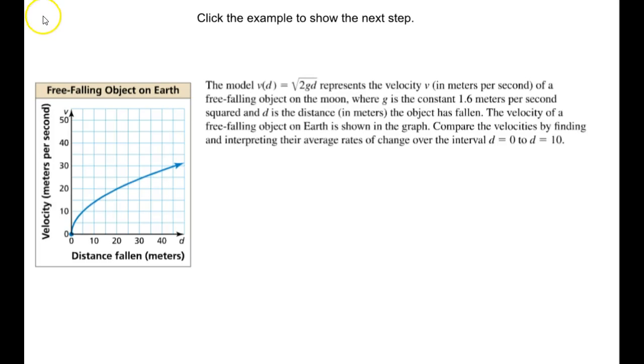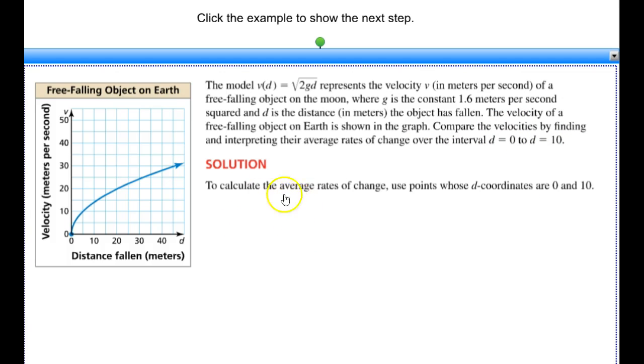So now here I've got our real world problems. The model v of d equals the square root of 2gd represents the velocity in meters per second of a free-falling object on the moon, where g is a constant 1.6 meters per second squared, and d is the distance in meters the object has fallen. The velocity of a free-falling object on Earth is shown in this graph. So now I'm supposed to compare the velocities by finding and interpreting their average rates of change over the interval from d equals 0 to d equals 10.